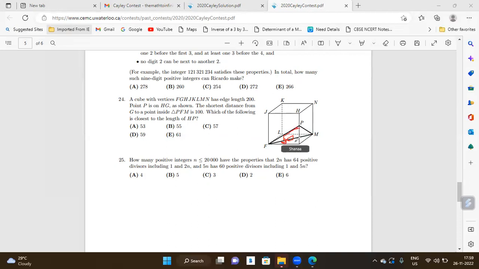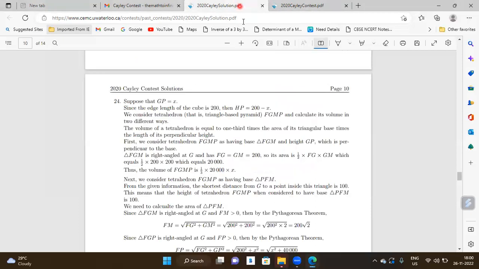So they also said this has a triangular base, right? Yes, I got it. So this is going to be your triangular base, and this is going to be your height of the tetrahedron. Can you follow that? So FGM is going to be the base, which is a triangle. GP is going to be height.